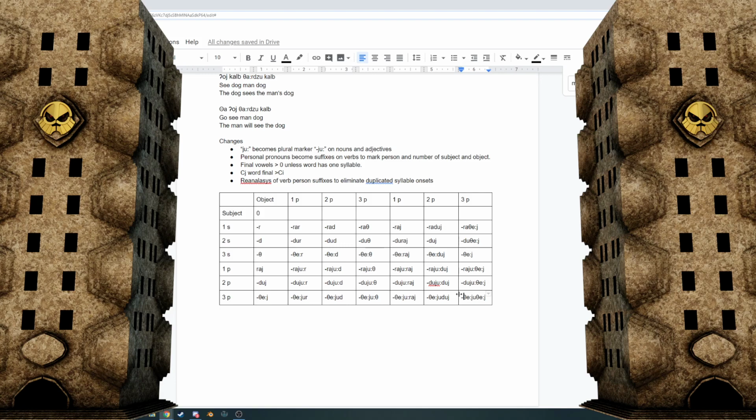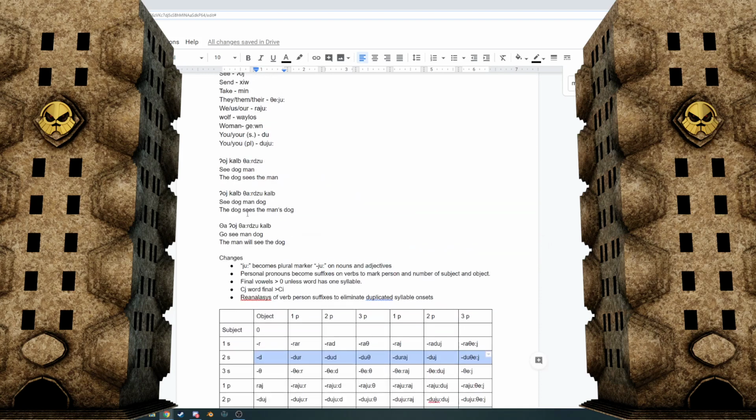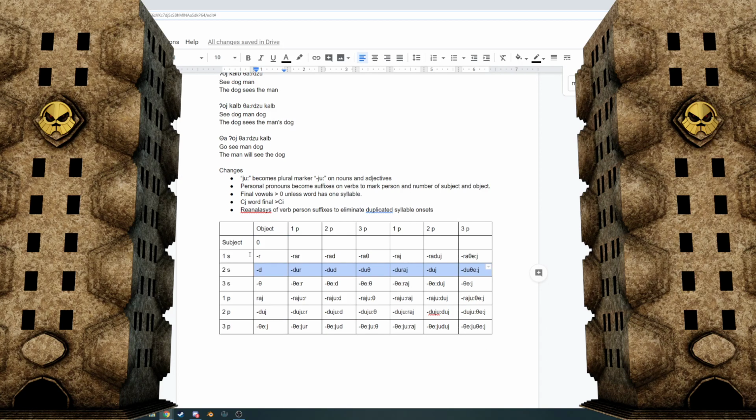What happens if you're speaking in the second person? So, if you say you are doing something, for a second person subject, you're going to use this series here. For instance, you see would be oid. You see me, oidur. Oh, wait, this should be S. I don't know why I didn't mark these with S, whatever. So you see yourself, because this series is going to be reflexive, at least in the first and second person, would be oidud. You see him, her, or it, oiduth.